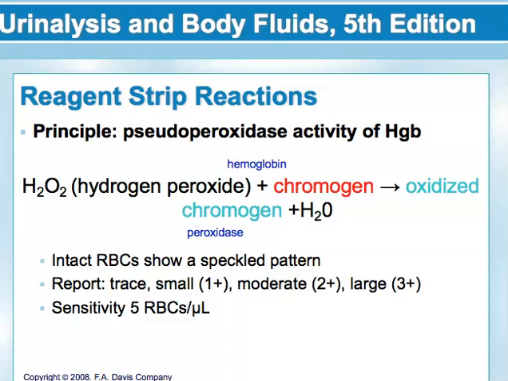Free hemoglobin or myoglobin will produce a uniform color on the reagent strip, ranging from yellow to green to a strongly positive green or blue. Intact red cells are lysed when they come in contact with the pad, and that released hemoglobin results in a speckled pattern on the pad. Strips can detect as few as 5 red cells per microliter.